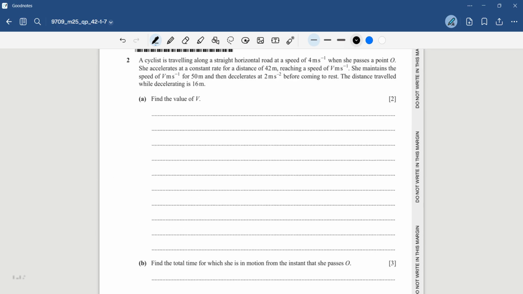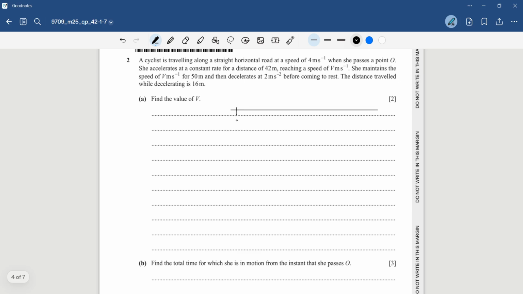Question number 2. A cyclist travels along a straight road at 4 meter per second. When she passes through O, she decelerates at a constant rate. For this question, since it's a constant acceleration formula, normally I will represent the information on a diagram. It will be like a small guide for me when I solve the question. So I just draw a straight line.